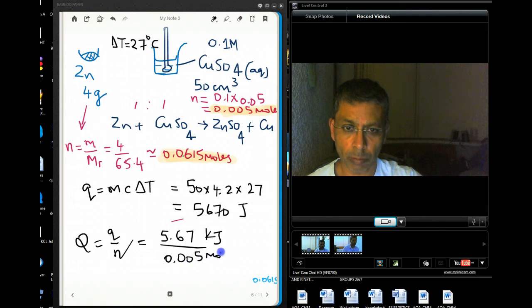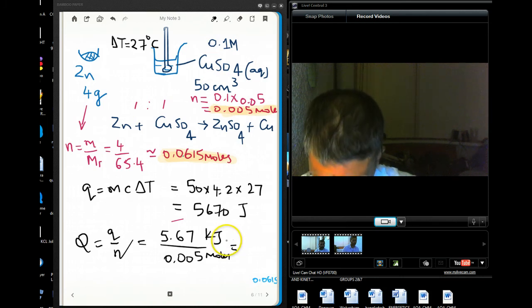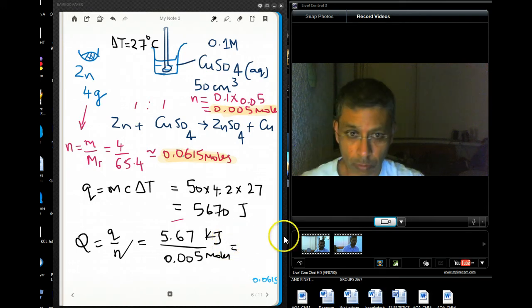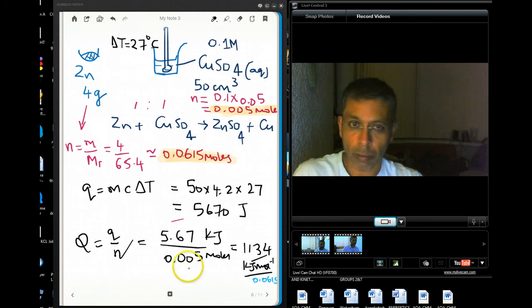Therefore, 0.005 moles, and that comes to, so let's just divide that, 567 divided by 0.005 equals 1134. So we got 1134 kilojoules per mole. Okay, right, so there's another calorimetry type of question.